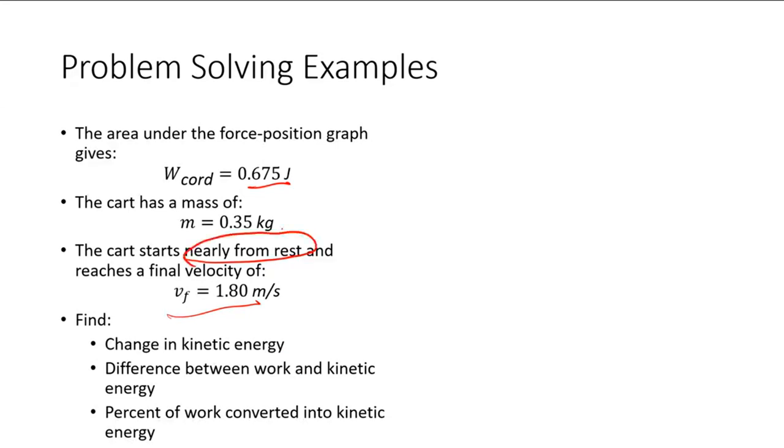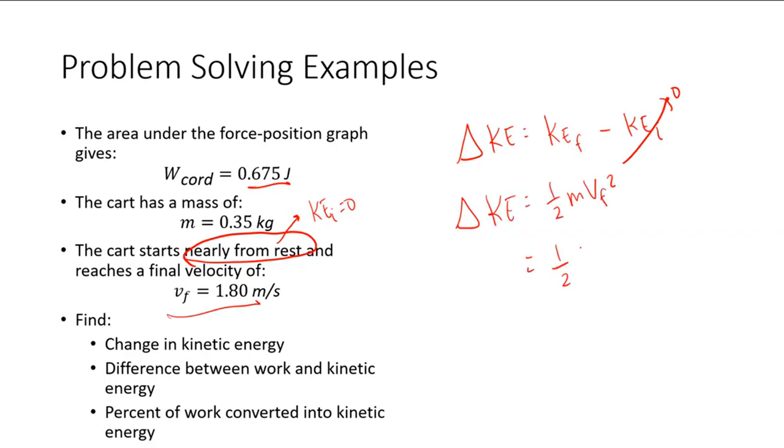To account for error, you can just say that the initial kinetic energy is just equal to 0. That's just to account for the error. Okay, so we can calculate for the change in kinetic energy as KEF minus KEI. So that would cancel out the KEI. This will give us a change of kinetic energy just equal to 1/2 mvf squared. That means you have 1/2 times 0.35 kilograms multiplied by the final velocity, which is 1.8 meters per second squared.